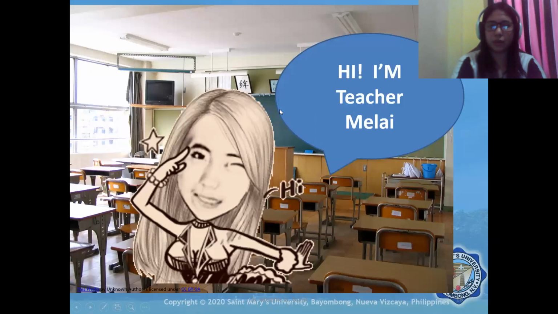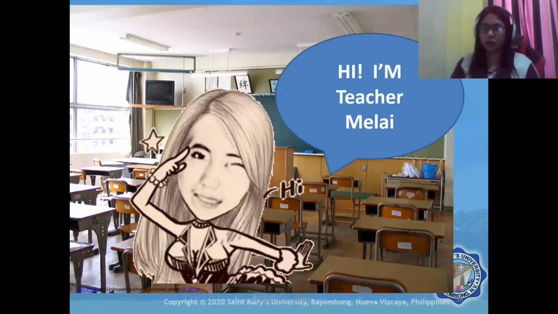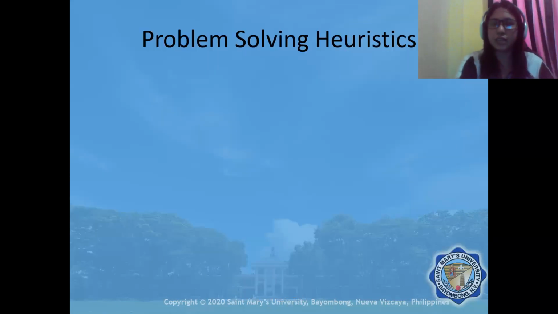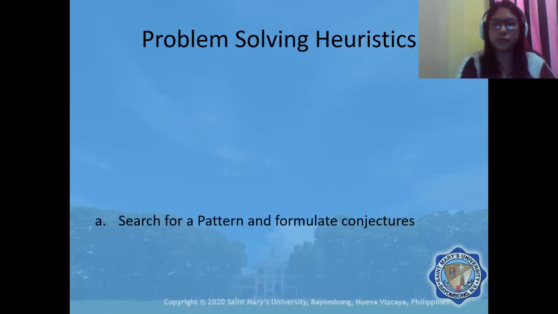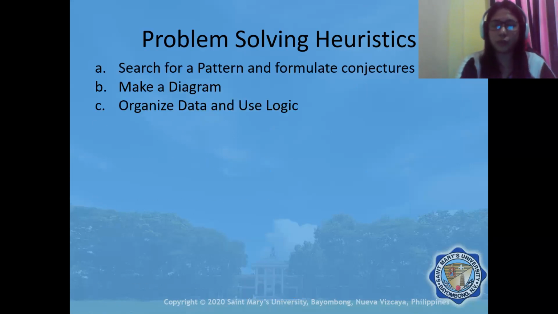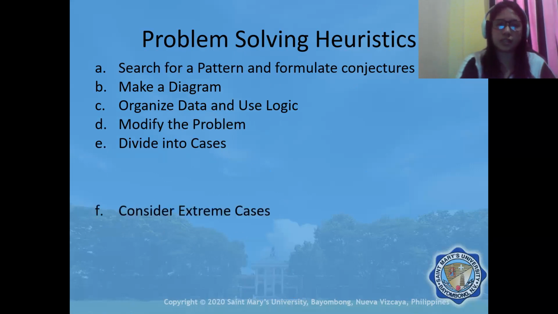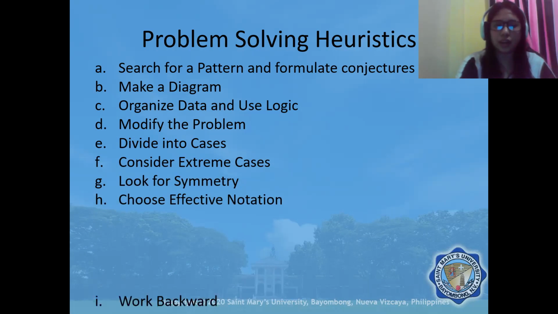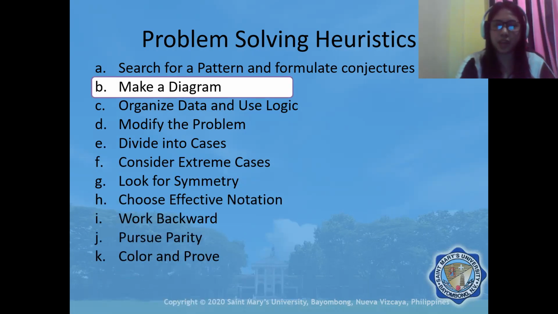So today we will be discussing a topic on problem solving heuristics. I am teacher Melai. So these are the different problem solving heuristics. We actually have a separate video for letter A, search for pattern and formulate conjecture. We have other problem solving heuristics like make a diagram, and all the heuristics listed here. But in this video, our focus is to consider letter B only, and that is to make a diagram.